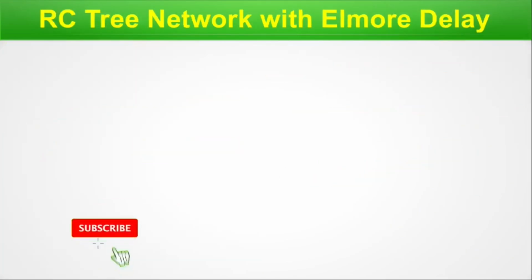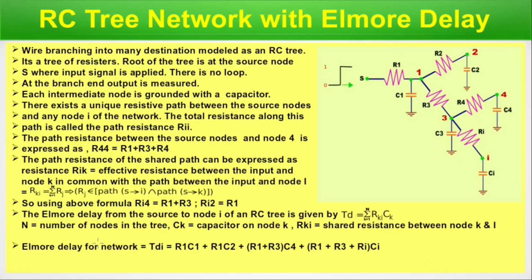So next, the RC tree network with Elmore delay. Now we will apply Elmore delay on the RC tree network to get the result. A wire branching into many destinations like this, we model it with an RC tree. It's a tree of resistors, obviously. The root of the tree is at source node S, where the input signal is applied. There is no loop. At the branch end, output is measured. Each intermediate node is grounded with a capacitor.